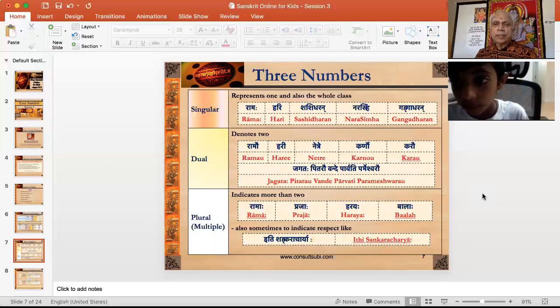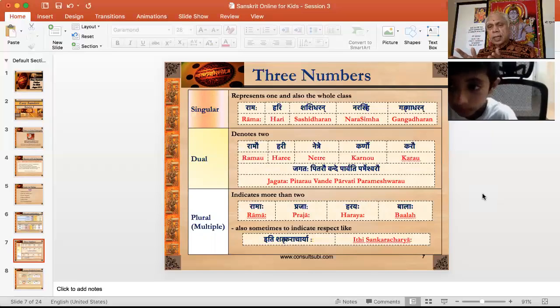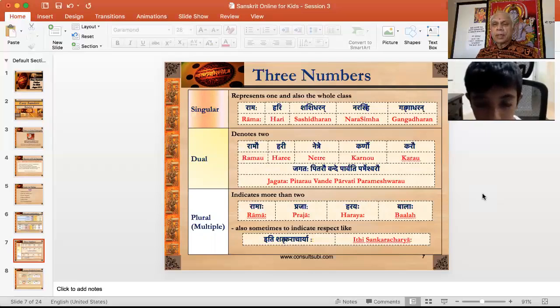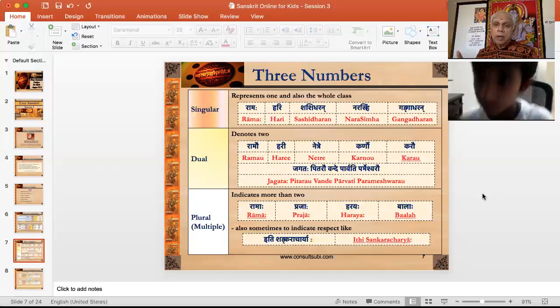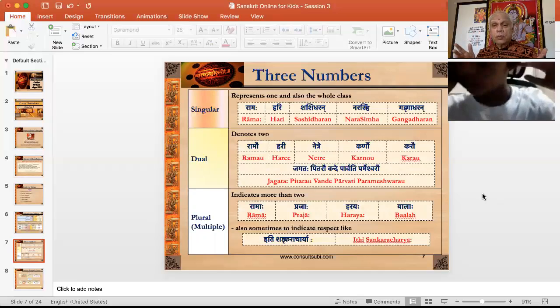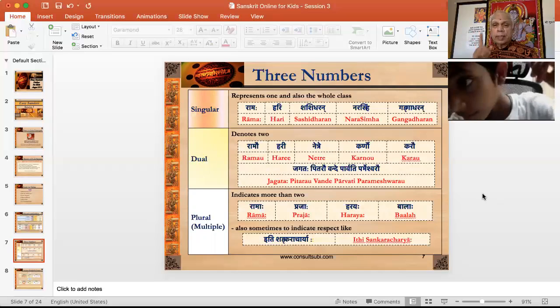You also have certain names which can have 2 words together, but they are still singular, like Shashi Dharan. Shashi is one word, Dharan is another word. One who wears a moon. There is a moon and one who wears. If you combine it, it becomes singular, Shashi Dharan. Narasimha, you know Narasimha Avatara, right? Nara means man and Simha means lion. They are 2 different words, but when they are combined together, they become singular. Narasimha. Ganga Dharan. Ganga is one word, Dharan is another word. You combine together, it becomes singular.